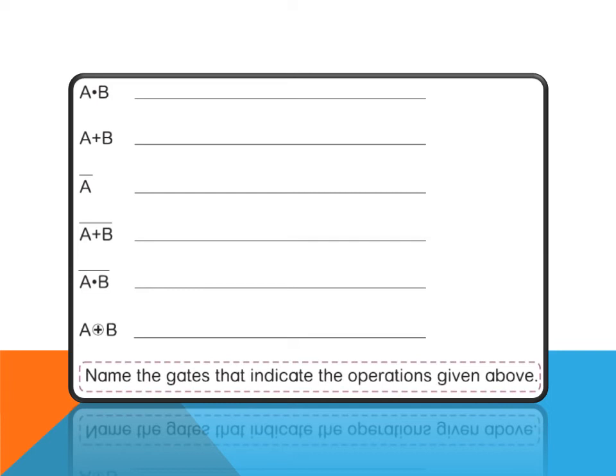For example, A bar. If the input is A, that means the output is A bar. That means the reverse of A. That means if the input is 1, the output is 0. And if the input is 0, the output is 1. That means the input gets inverted. So inversion is done by an inverter, and the inverter gate is the NOT gate. So the answer will be NOT gate for A bar.